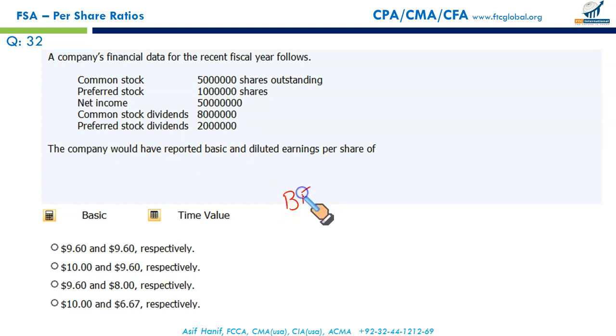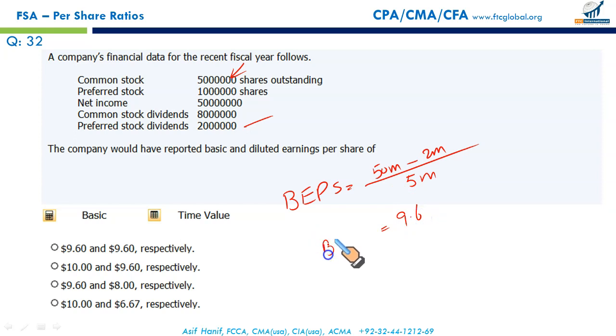Basic earnings per share is equal to net income, which is given as $50 million, and from this deduct the preferred stock dividend, that is $2 million, divided by the shares outstanding, common stock, that is 5 million. So if you simplify, it's going to be $48 million upon 5 million, $9.6. So basic earnings per share is $9.6.